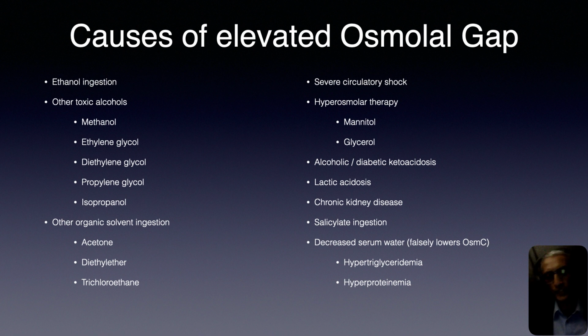Basically, with thick things of high viscosity, when you add them into the blood circulation, the osmolar gap will go up. Patients having chronic kidney disease, lactic acidosis, or salicylate ingestion, or if the serum water amount goes down, or the protein amount goes up, or the triglyceride amount goes up, all of these can lead to a high osmolar gap, because those are osmotically active particles.